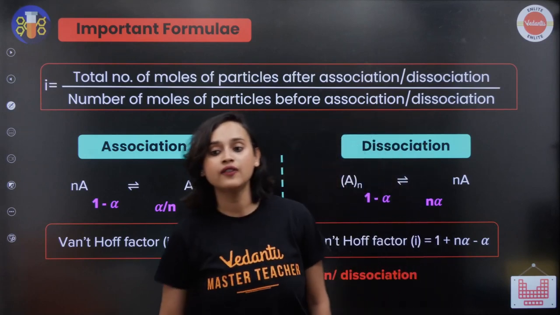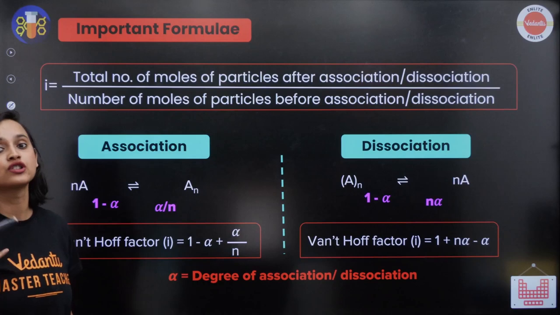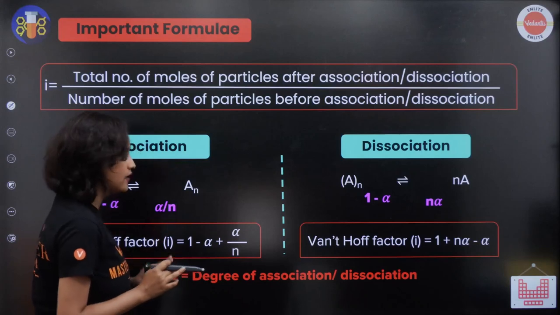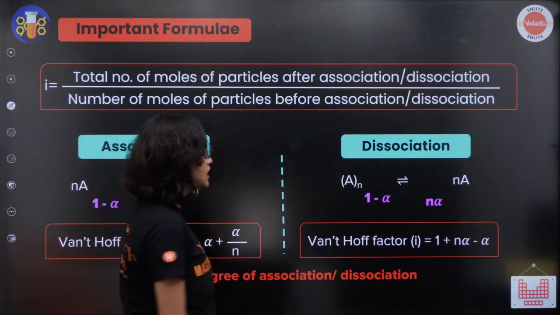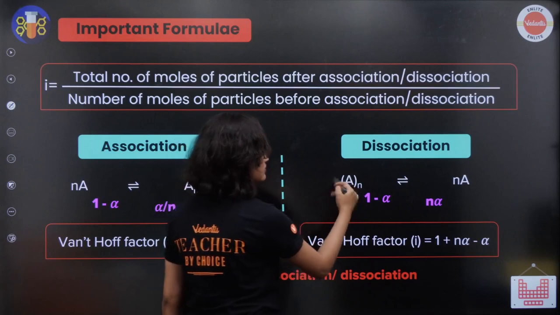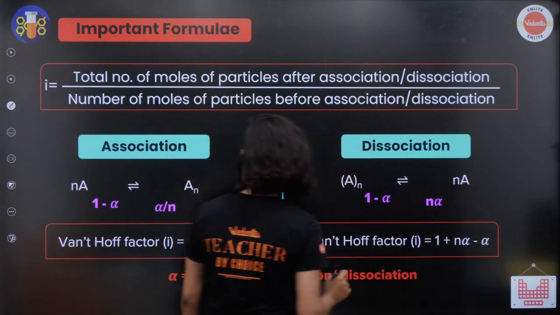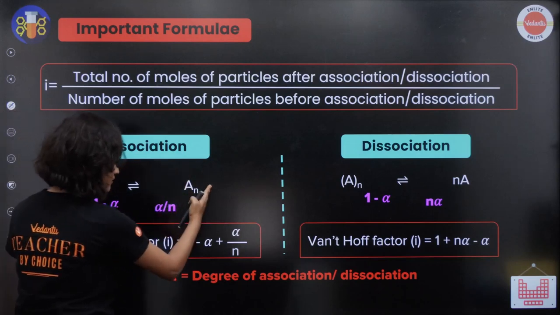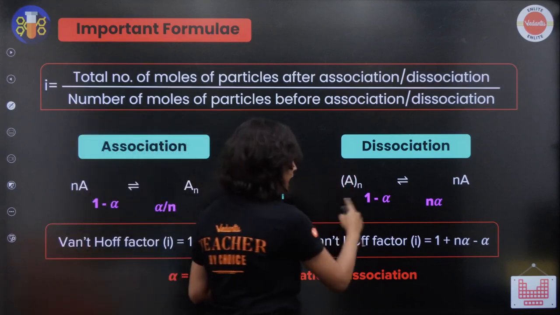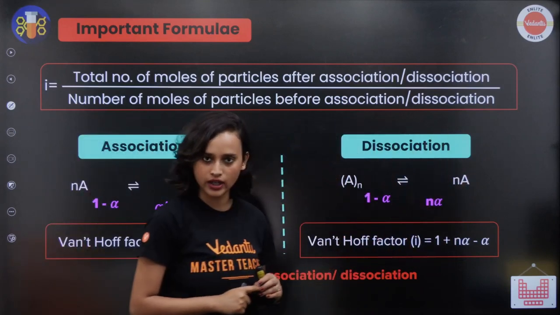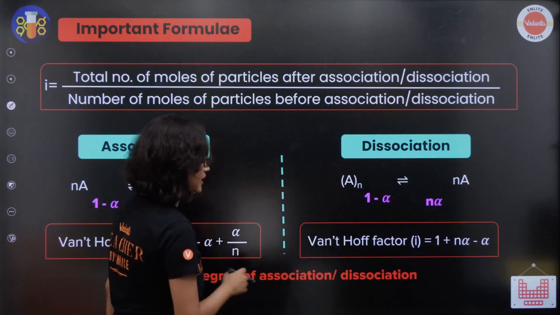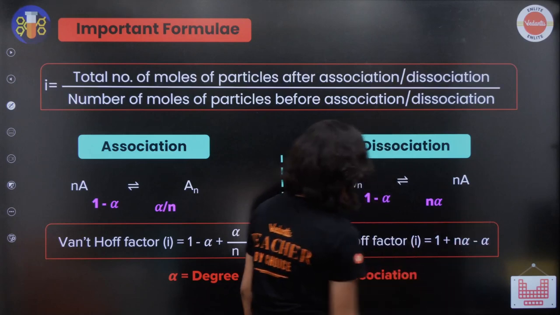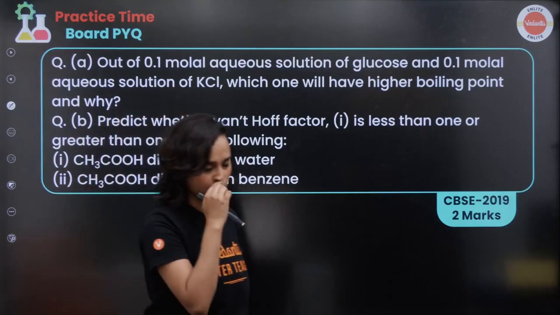What is alpha? Alpha is the degree of association or dissociation. It is denoted as alpha. If it is dissociation, then you write An, which becomes nA. Understanding? Easy, no? This nA becomes An, yes, association. And An is becoming nA. Okay? We will do some questions, and at that time you will understand. So once again, here the Van 't Hoff factor will be 1 plus n alpha minus alpha. Let's do questions, I think you will understand this better.